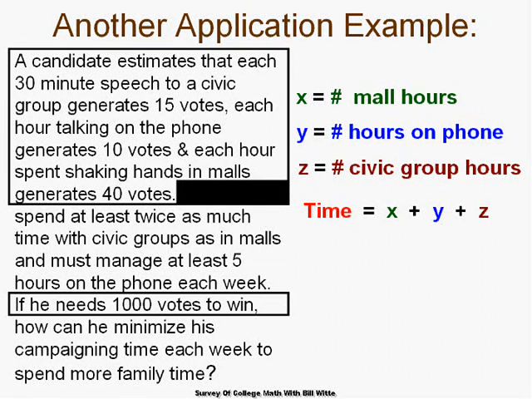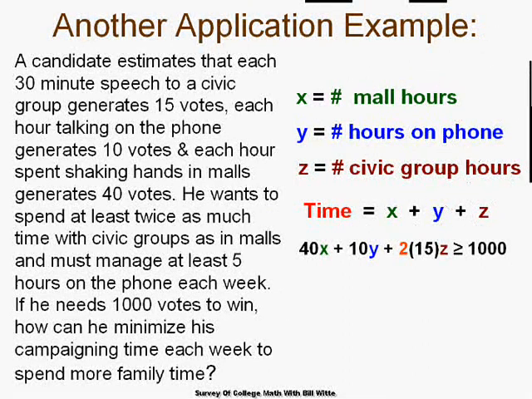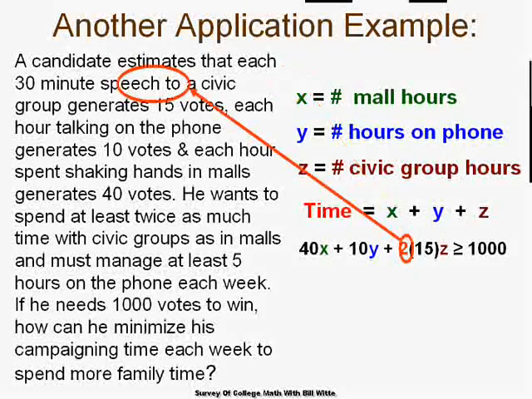Now this Civic Group thing, 30 minutes, if I work an hour, how many votes am I going to get? If I work half an hour, I'm going to get 15. So if I speak for an hour, I'm going to get 2 times 15, right? So that's why my constraint here is going to be 40x, 40 for every mall hour, plus 10y, 10 for every phone hour, plus 2 times the 15z, 2 since an hour has 2 30-minute periods. Okay, and all that is going to add up to hopefully more than or equal to 1,000, which is the number of votes. Okay, any other constraints?